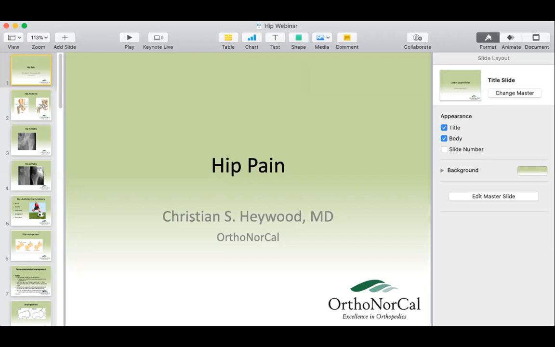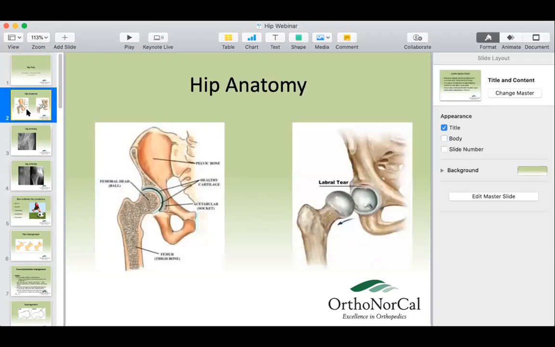To begin with, let me see if I can advance the slide here. Hip anatomy, I thought just as a quick primer, it is primarily a ball and socket joint. As you can see, and I don't know if my cursor shows up on the screen. If it does, great. If not, then I'll just talk through what I'm looking at.